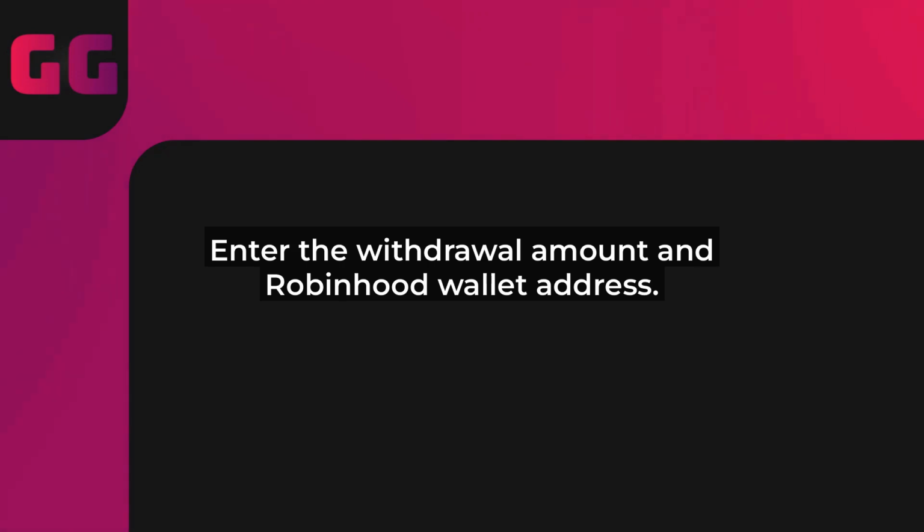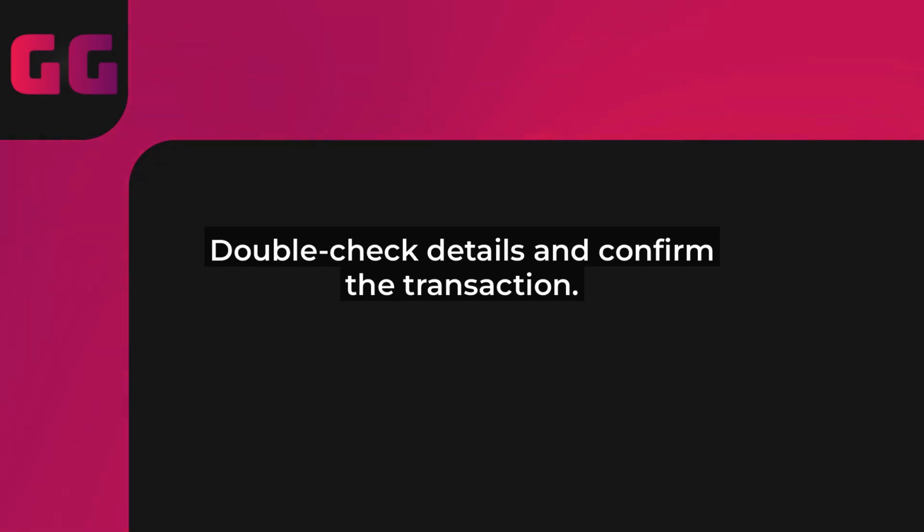Once everything looks good, review the details and hit Confirm. You'll probably need to approve this through email or your 2FA app. After that, the withdrawal should process, which could take anywhere from a few minutes to an hour, depending on network congestion. Finally, log into your Robinhood account and check your wallet to confirm the USDT has arrived. If it doesn't show up, give it some time or contact support.